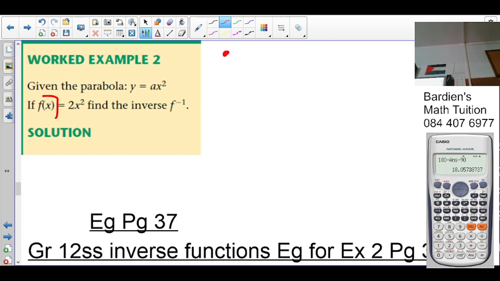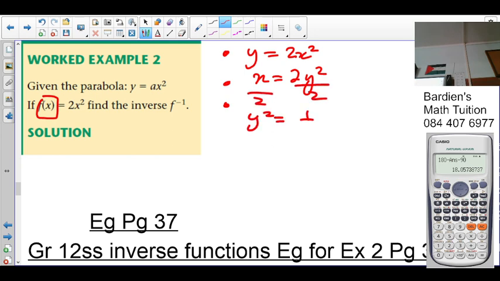How do we work the inverse function? We replace f of x with y, so y is equal to 2x squared. Then swap x and y, so x is equal to 2y squared. Now we will solve for y. Divide both sides by 2, so y squared is equal to half x. How do I get y on its own? Square root. If I introduce the square root, plus minus. So y is equal to plus minus the square root of half x.